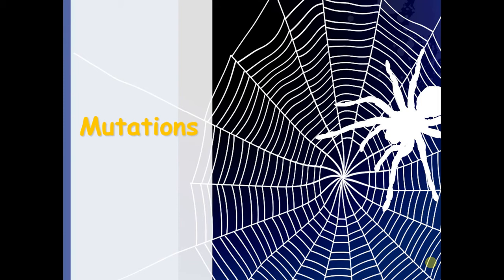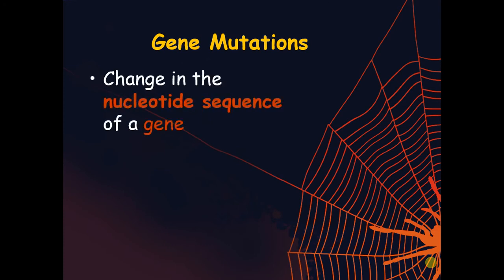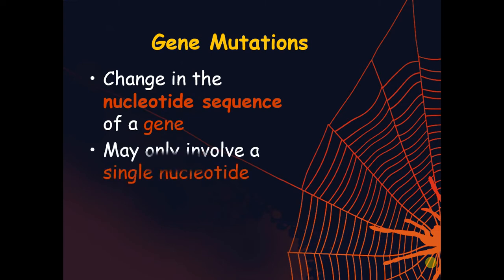So like I said, today we're looking at gene mutations, which is a change in the nucleotide sequence of a gene. So it doesn't have to do with altering the structure of a chromosome at all, like was the case when we previously talked about mutations. This is just a change in the nucleotide sequence of a given gene. It may even only involve a single nucleotide or a single base pair. It could be that localized.